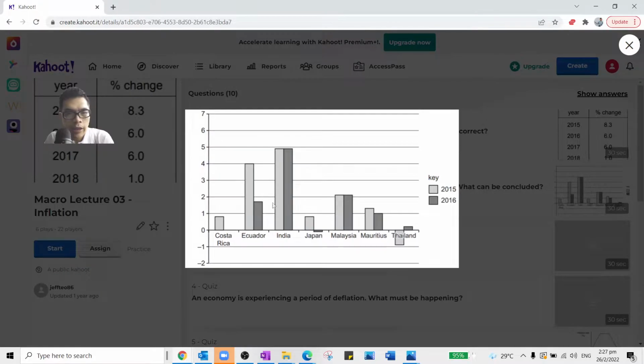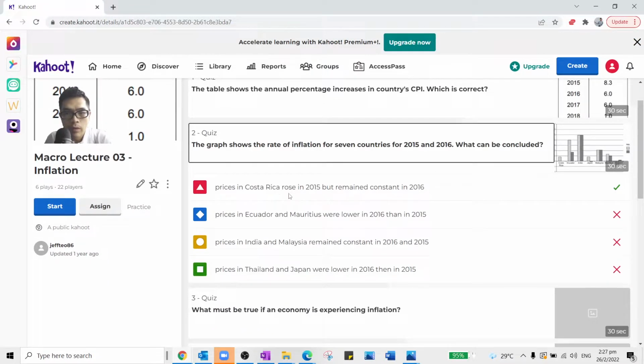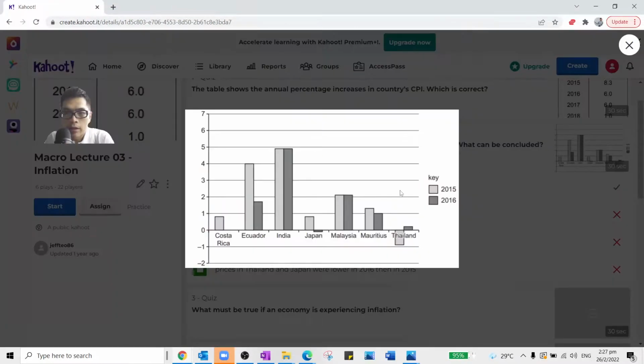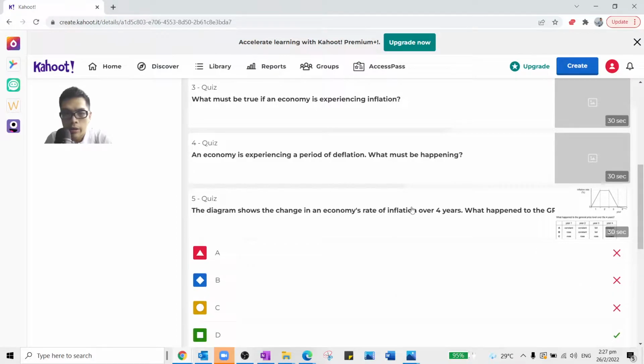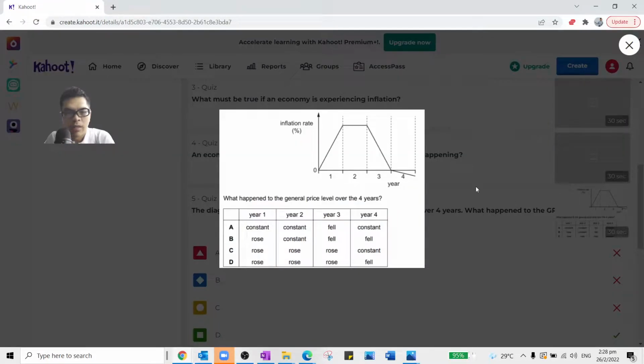For this, you can actually see that Costa Rica is the correct answer. Costa Rica has experienced price growth in 2015, and 2016 was 0%. The rest of the answers are incorrect. So another question, yes, this is the correct one.